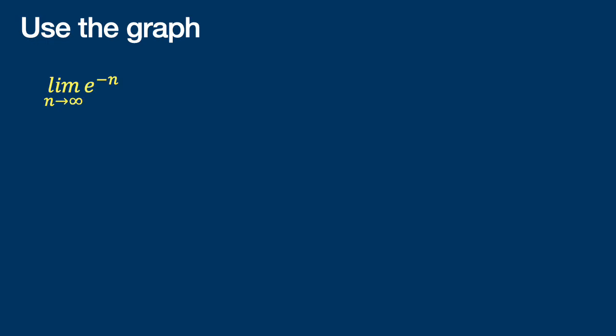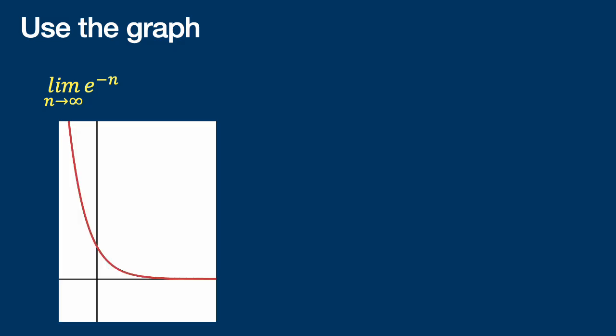Here is another example. We want to find the limit of e^(-n). So I'm thinking of a function f(x) equal to e^(-x). I sketch the graph. Look at the end behavior, x approaches infinity. This function is getting close to the x-axis. So the limit of this function as x approaches infinity is going to 0. So the limit of this sequence as n approaches infinity is going to 0.